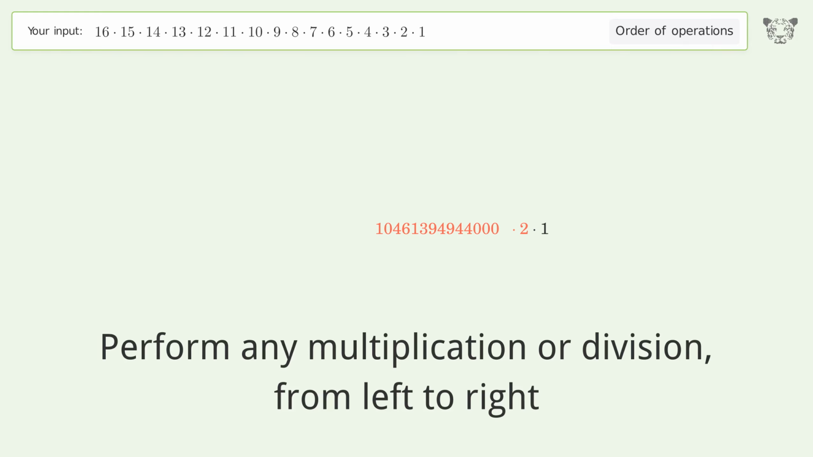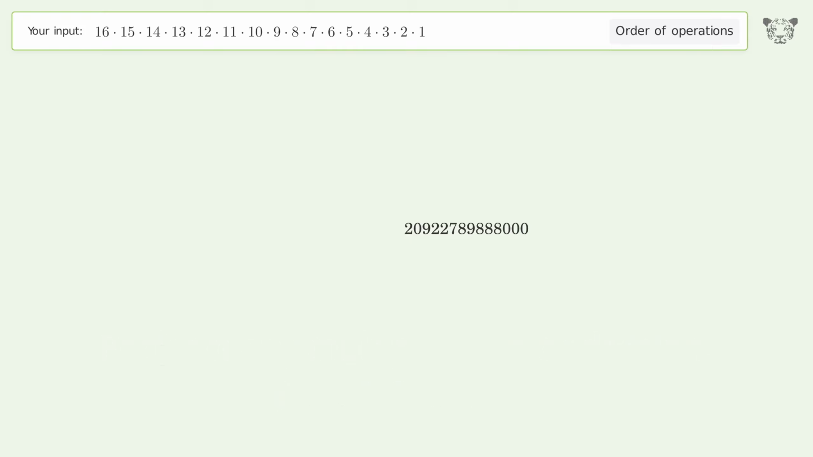10,461,394,944,000 times 2 equals 20,922,789,888,000. 20,922,789,888,000 times 1 equals 20,922,789,888,000. And so the final result is 20,922,789,888,000.